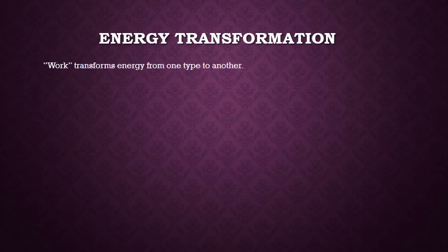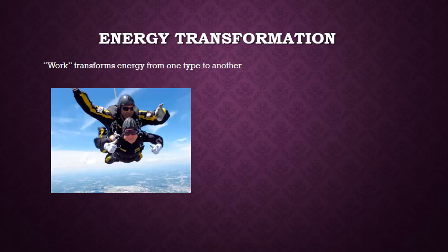So work is a physics word that means that energy is being transformed from one type to another. So let's use the example of this skydiver duo. The skydiver has some mass and is located at a position above the earth, and as they fall, their gravitational energy is being transformed into energy of motion.